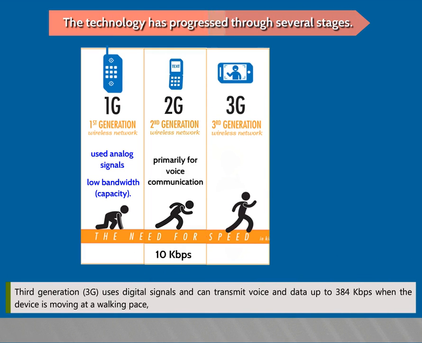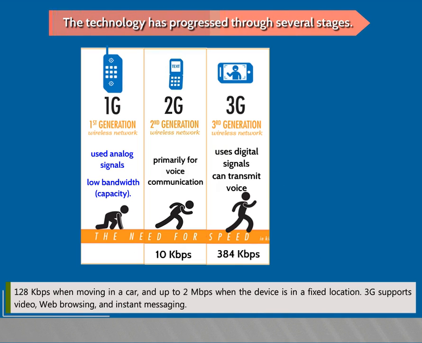Third generation 3G uses digital signals and can transmit voice and data up to 384 kilobits per second when the device is moving at a walking pace, 128 kilobits per second when moving in a car, and up to 2 megabits per second when the device is in a fixed location. 3G supports video, web browsing, and instant messaging.